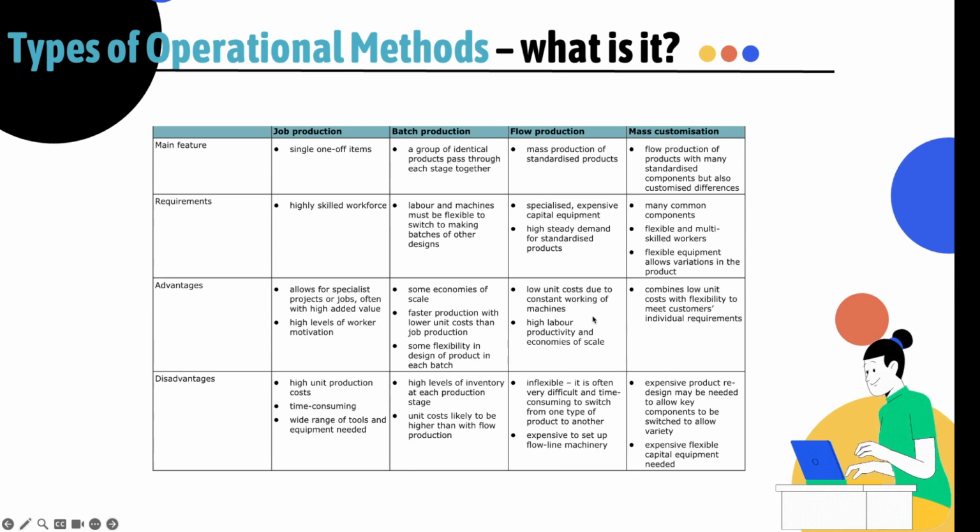So mostly the combination of flow production involves high-end machines and also human beings who work to ensure that the machine is working fine, and they also play a part in the production process.